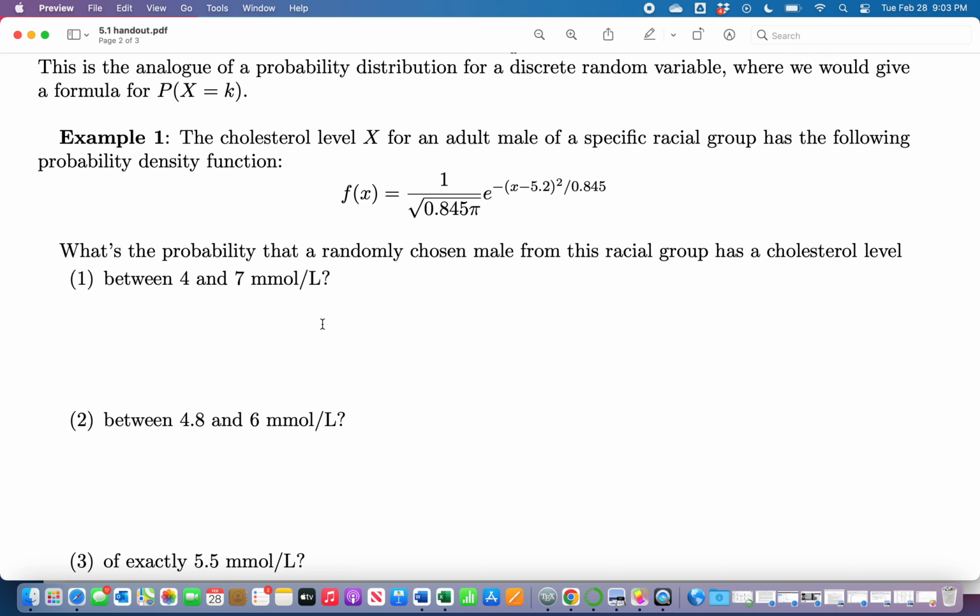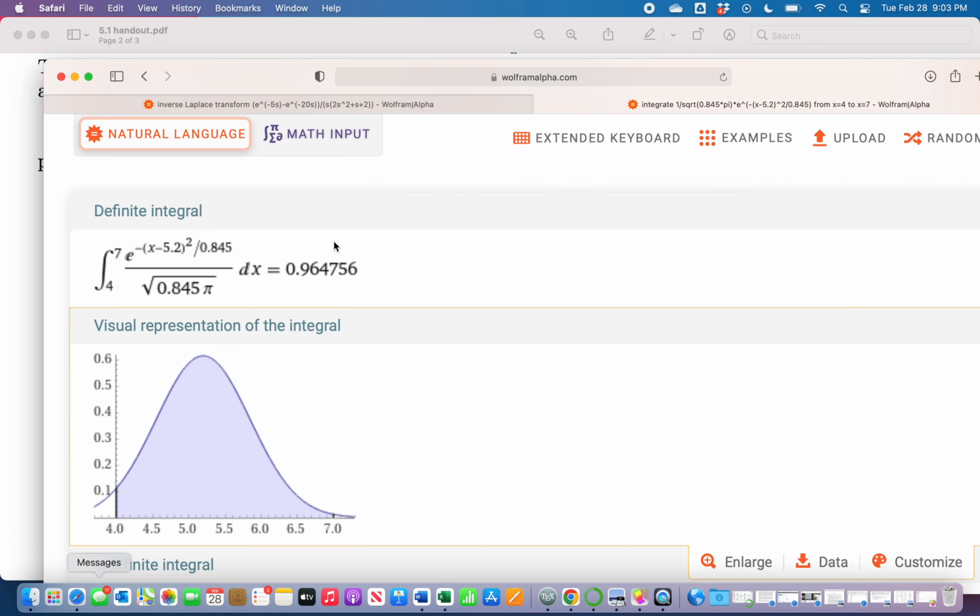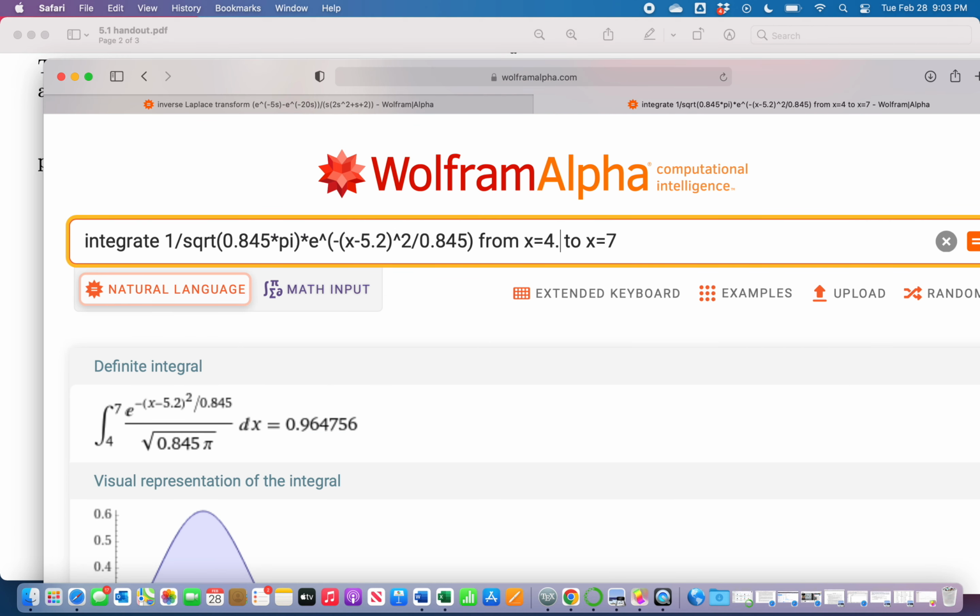What's the probability a randomly chosen male has a cholesterol level between 4.8 and 6? All you do is you go back to Wolfram and do 4.8, 6.